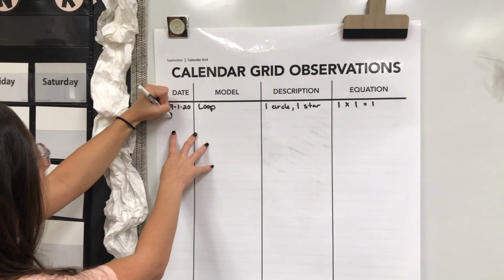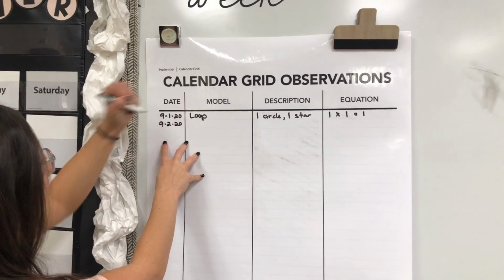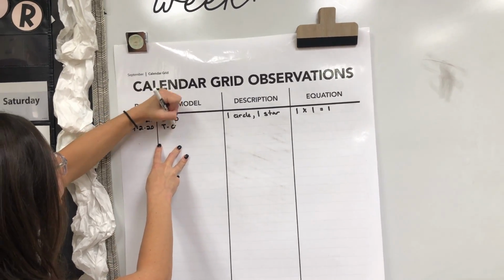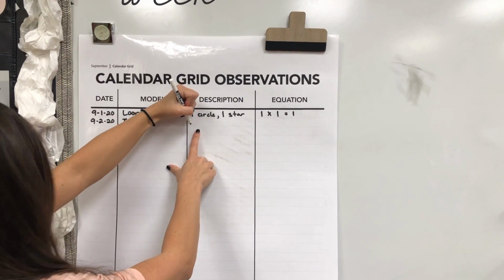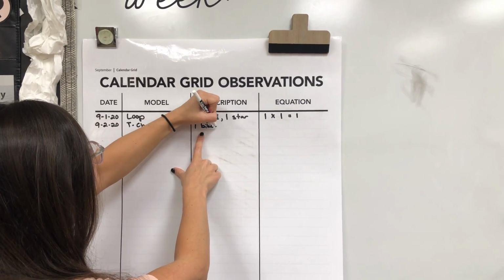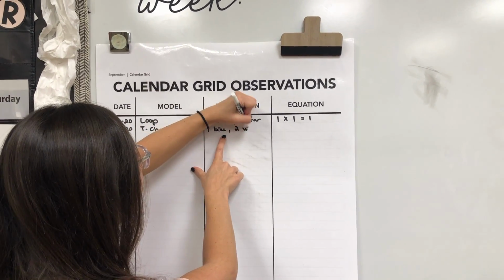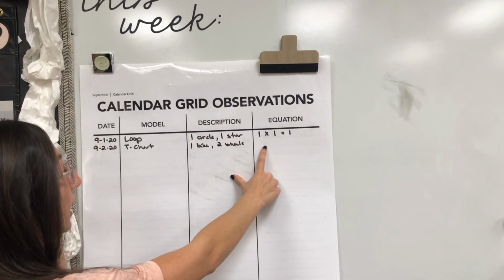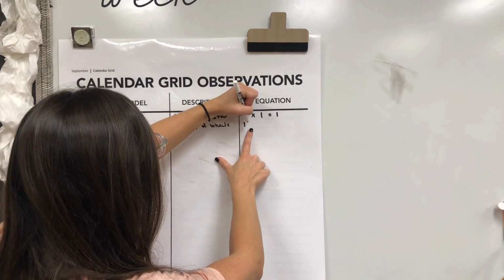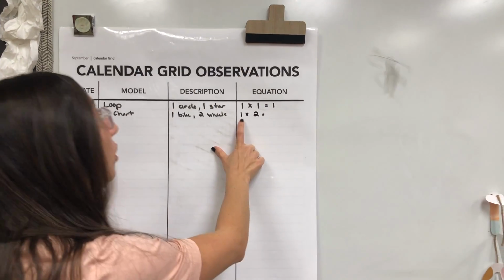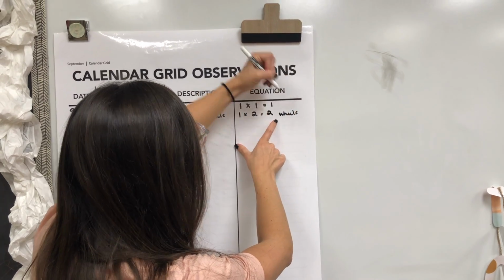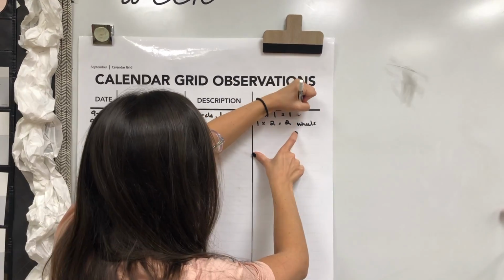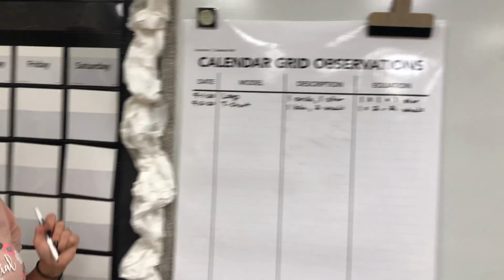So now I'm going to go over and I'm going to make my observations. Again, I've got to write the date, September 2nd, 2020, and my model this time is called a T-chart. Now I'm going to write what I saw. I saw 1 bike, and remember we talked about how 1 bike has 2 wheels. So for my equation, again, remember I'm making a multiplication equation. 1 bike times 2 wheels. 1 times 2 equals 2. 2 what? 2 wheels. I forgot to tell you that beforehand. Let's always label what we are counting.